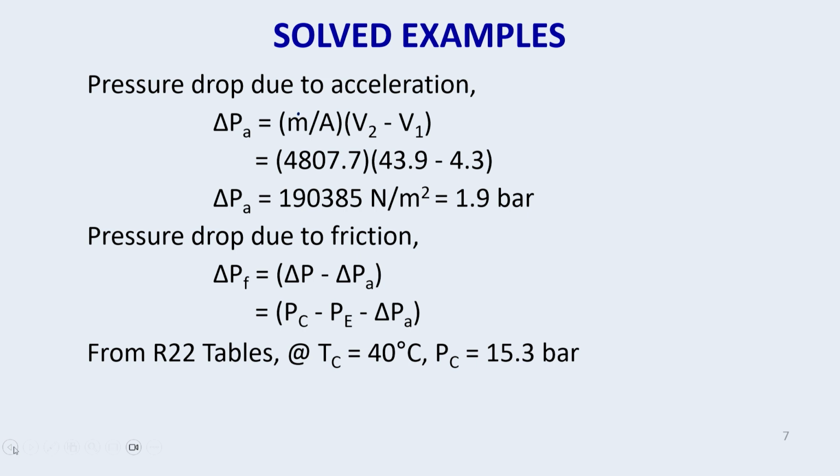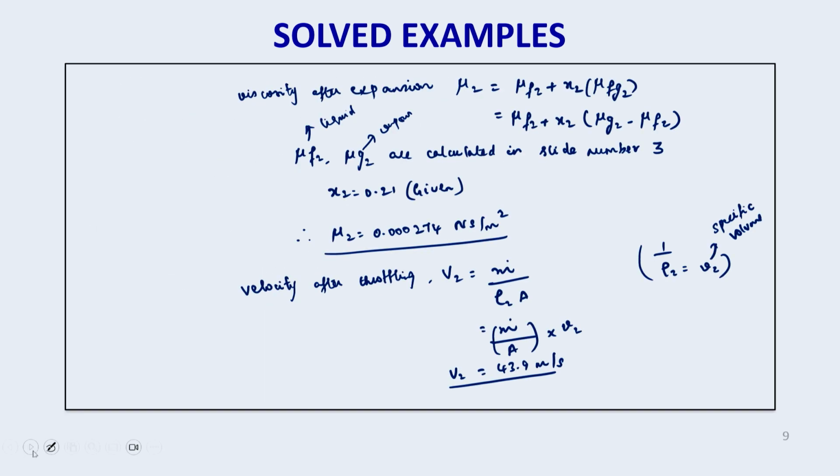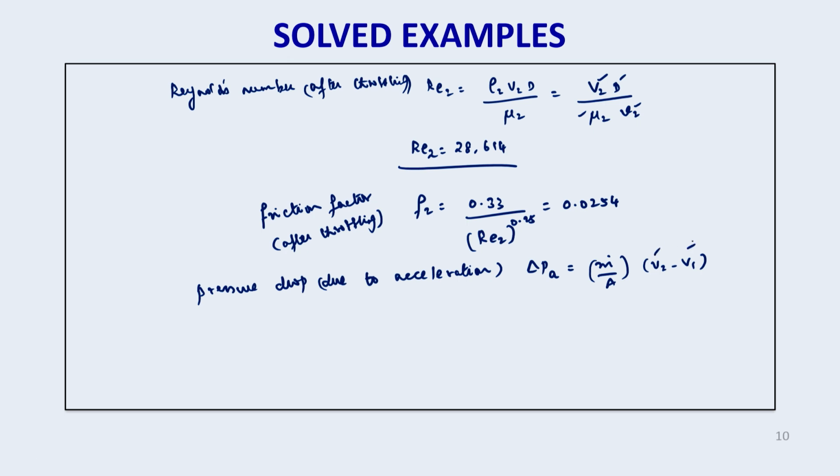M dot is given in the problem. A is pi by 4 d square. V2 we have found out, that is the velocity after throttling. V1 is the velocity before throttling. So all these values are known. When you substitute, you will get 1.9 bar. So delta PA is equal to 1.9 bar or 1.9 into 10 power 5 Newton per meter square.